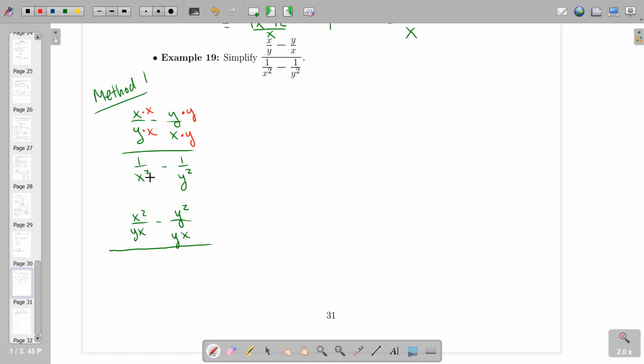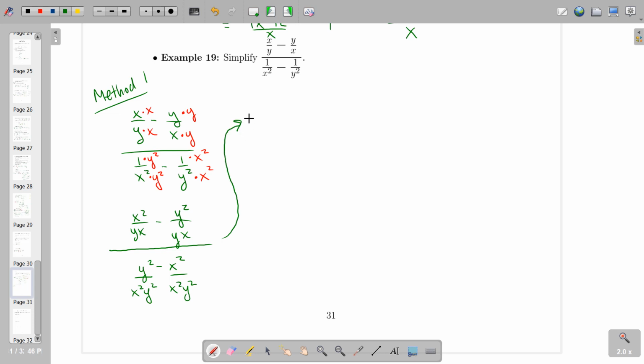I've got to say, well, my least common denominator down here is going to be x squared times y squared, so here I need to multiply by x squared on top and bottom. So we end up with y squared minus x squared over x squared y squared.